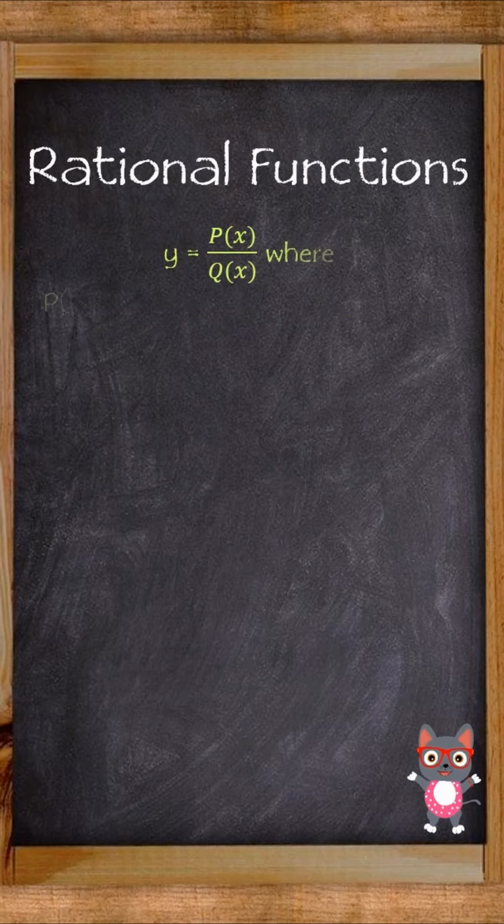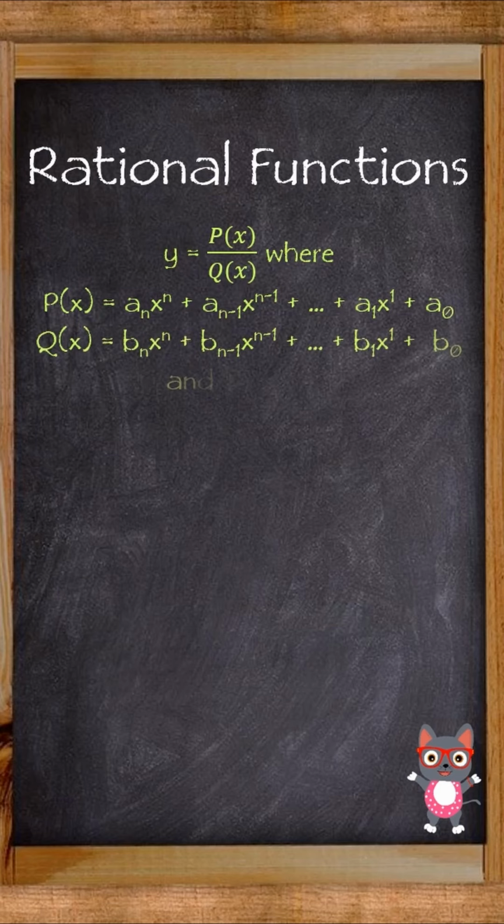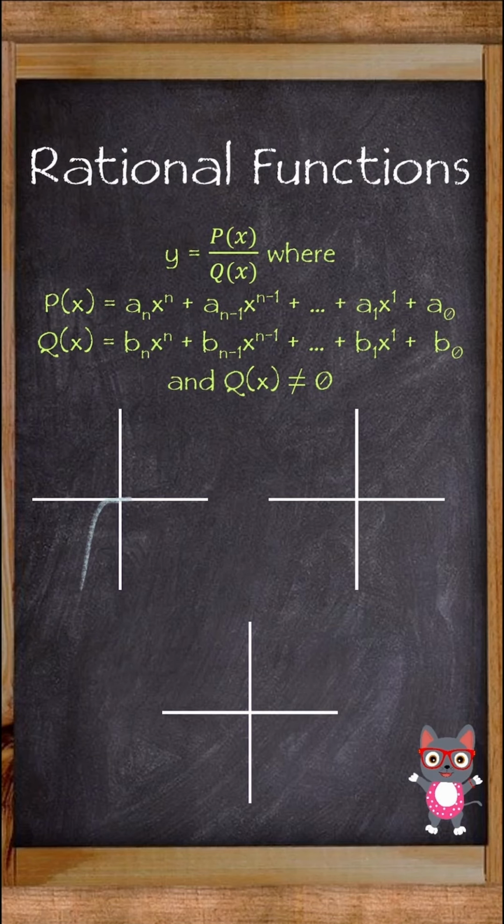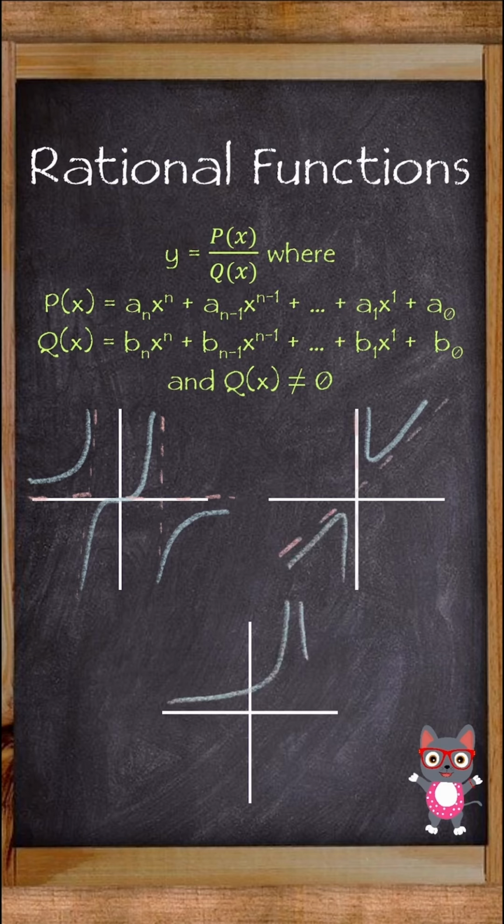Rational functions are the ratio of two polynomial functions where the denominator is non-zero. This is a graph of tangent of x, which is sine of x over cosine of x. It has vertical and horizontal asymptotes. This one has a vertical asymptote and a slant asymptote. This one has a vertical asymptote and horizontal asymptote, but note that the vertical asymptote is not at x equals 0, but shifted to the right.